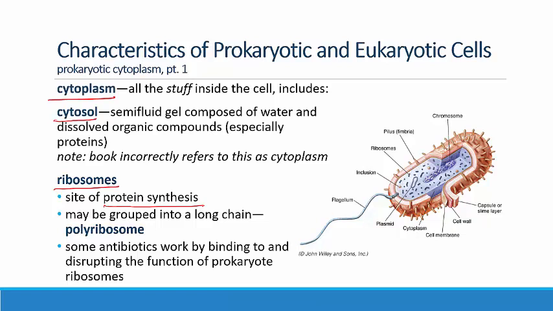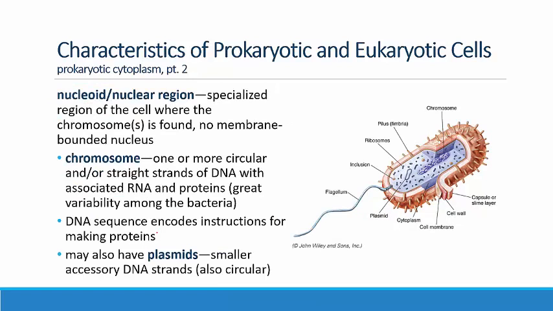These ribosomes are found in the cytosol, and sometimes they're grouped together in long chains where they're referred to as polyribosomes. And some of the antibiotics that we use to fight prokaryotic infections work because they bind to and then stop the function that's associated with these ribosomes. So they stop protein production in the cell.